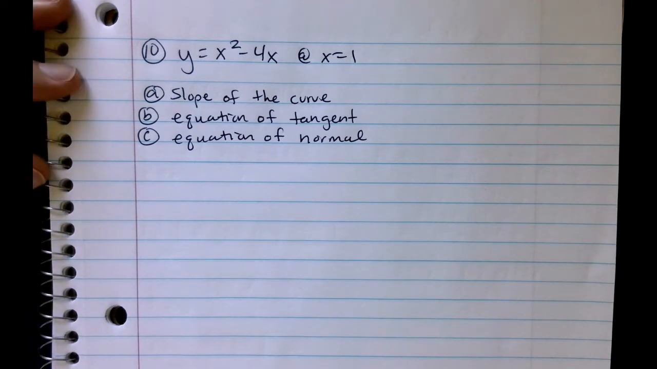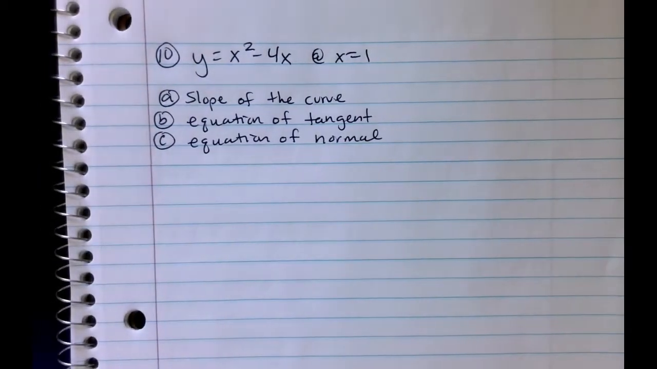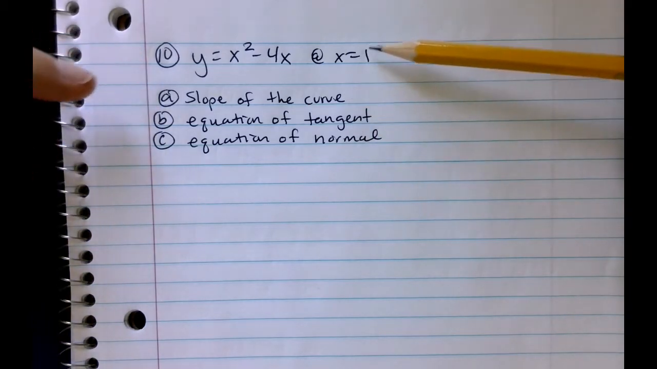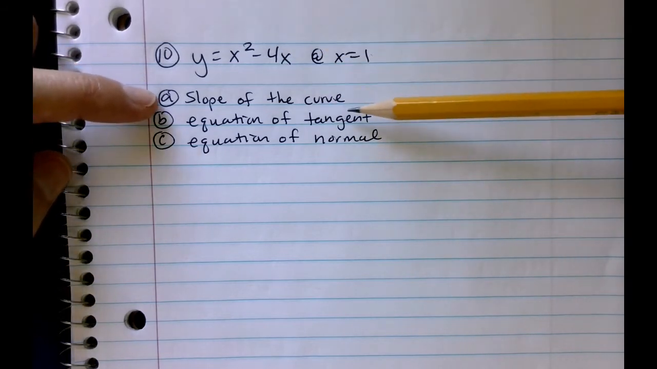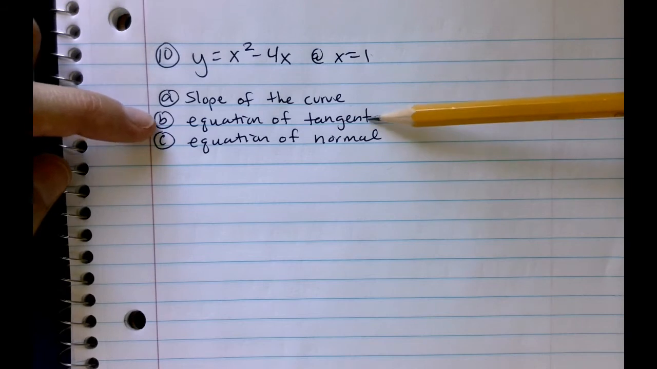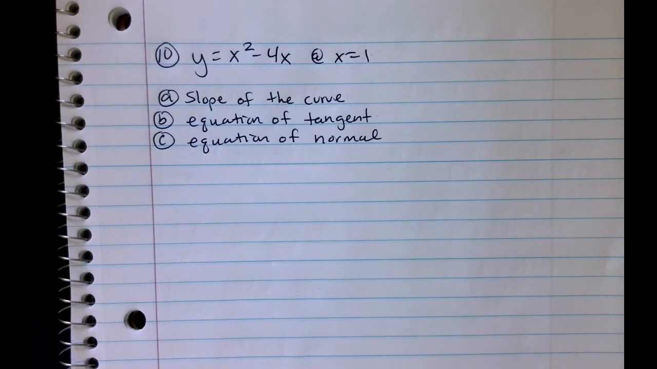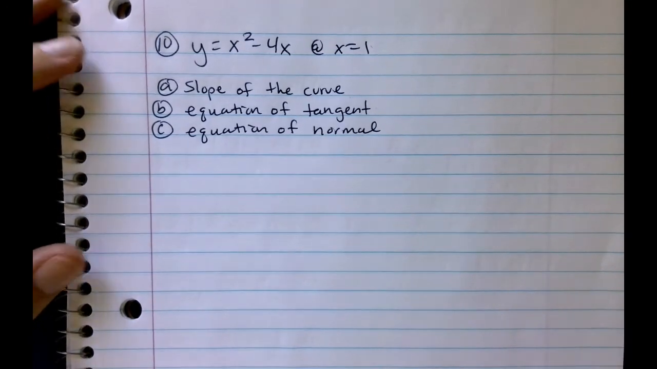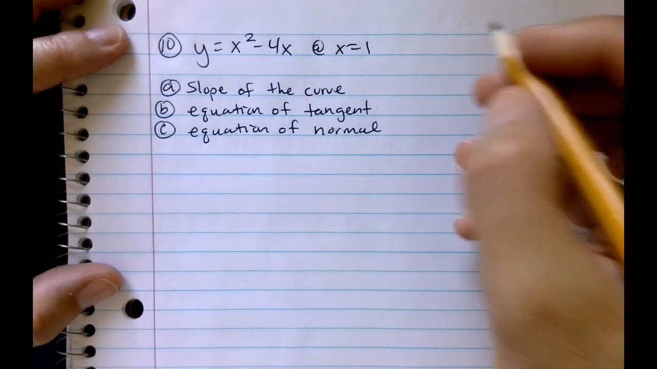For example, in this one, number 10, all the directions basically say is to use the given function to evaluate and find whatever is listed here. So this is the x value they want us to focus at. Here is the y function. And then in part A, it says find the slope of the curve. In part B, the equation of the tangent. And in part C, the equation of the normal. So when you don't have context like this, the only thing that's truly different is that you don't have units to worry about. Let's start with the first one.